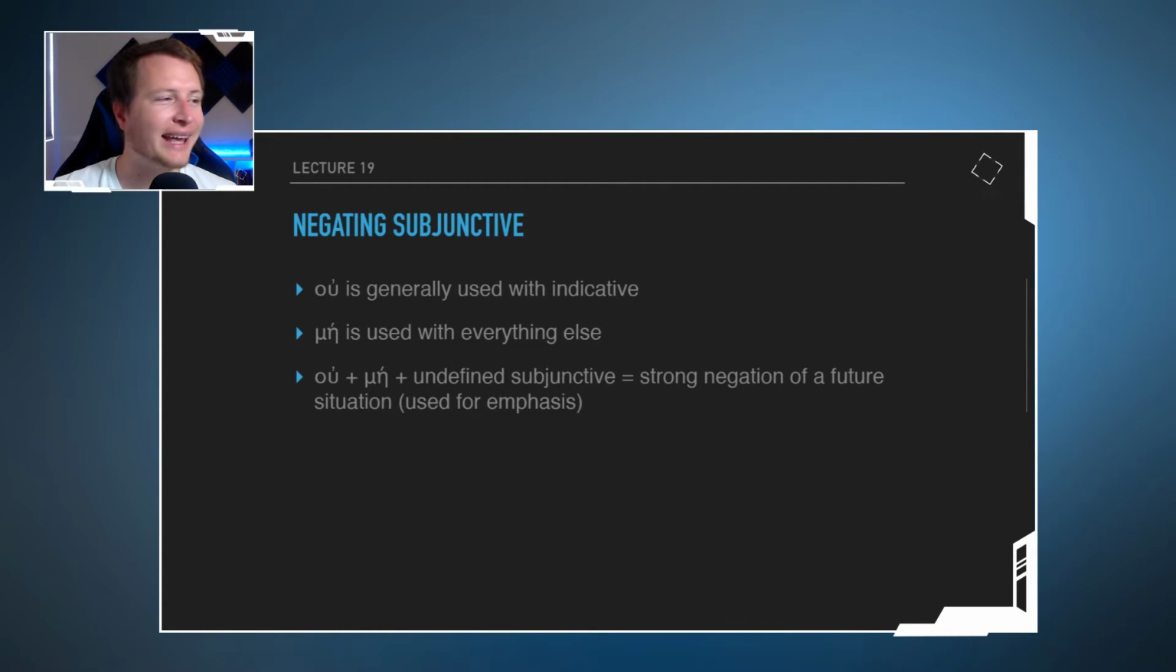Now, how do you negate the subjunctive? Keep in mind that ou is generally used with the indicative. It doesn't have to be, but it's usually. Mē is used with everything else. Okay, so both ou and mē mean no.